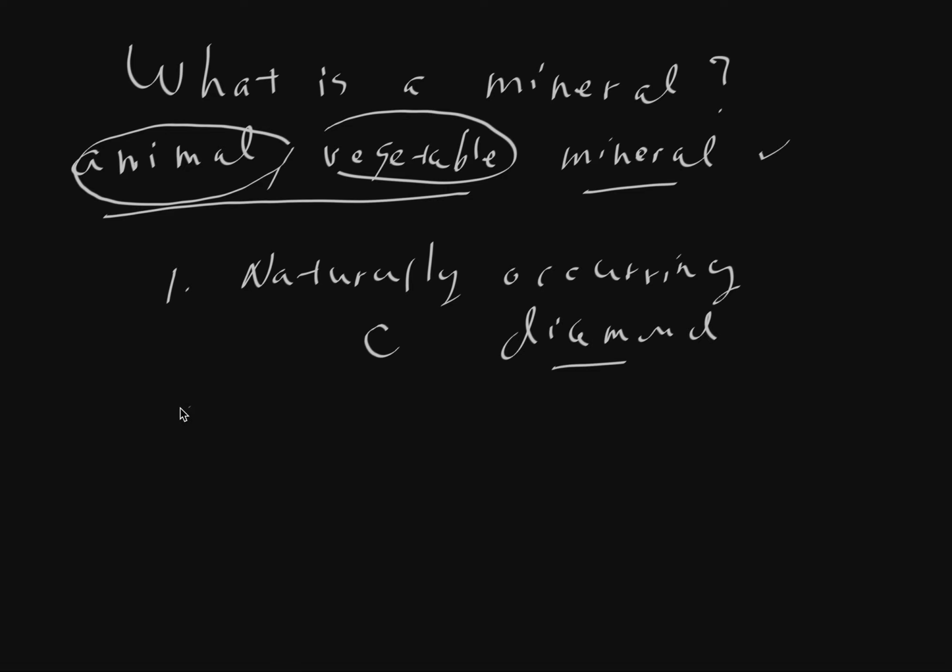Now, another part of the definition is that minerals have a fixed composition. And what that really means is that we can write a formula. So we've written a formula here. Carbon is the formula for diamond. We can write something a little bit more complex. So the formula SiO2 is the formula for the mineral quartz.